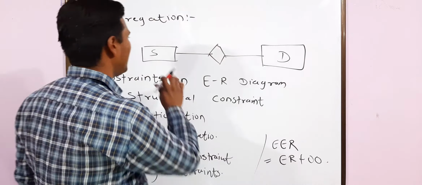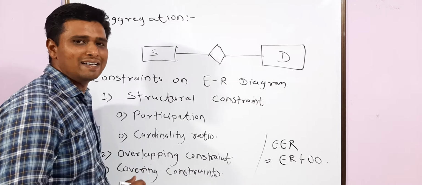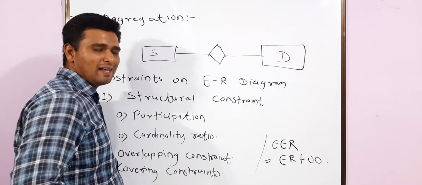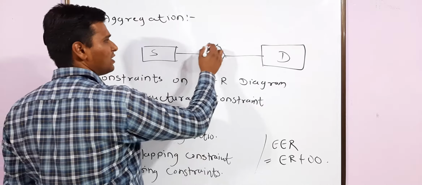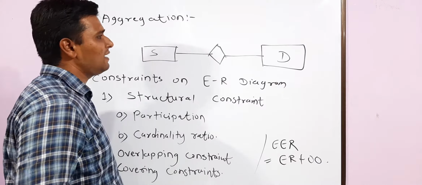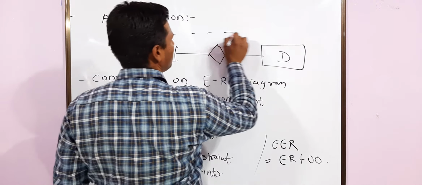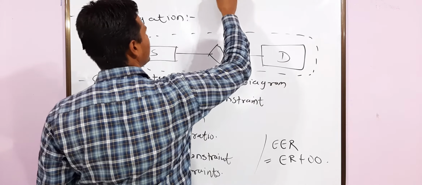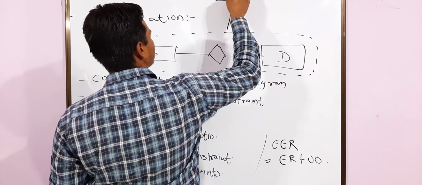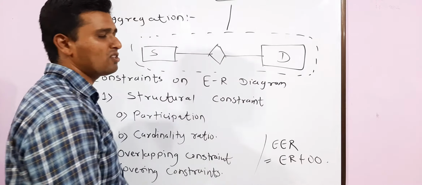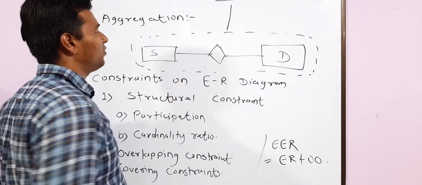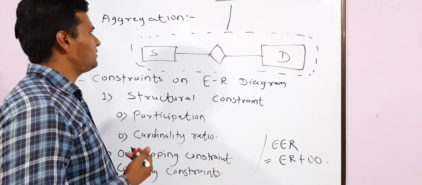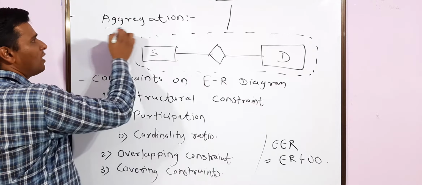Now understand, S and D are the two entities and this is a binary relationship, and this is some relation. Now in aggregation, what we do is we consider this binary relationship as a single entity, and give the name as, let's say, T. So now T is a single entity. It will be considered for some improvement purpose or some technical purpose, so that is called aggregation.